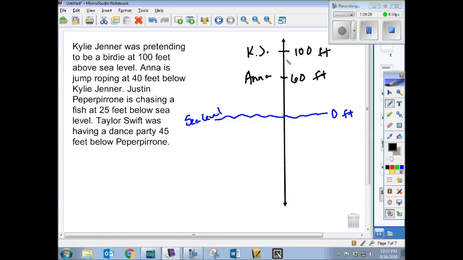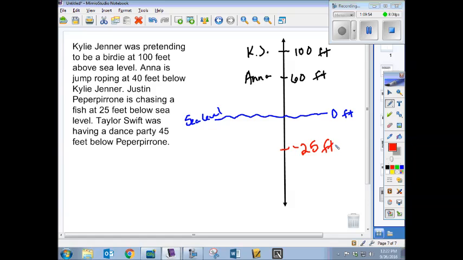Let's keep going. Justin Pepperoni is chasing a fish at 25 feet below sea level. Who can explain to me where Justin is? Where is Justin at? Yes? He says that he is at negative 25 feet. Do you guys agree?